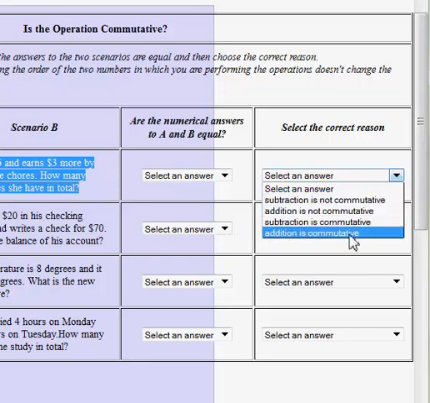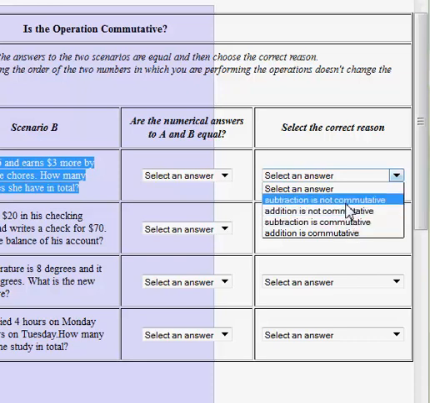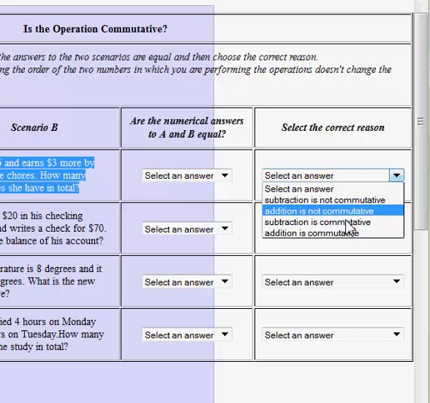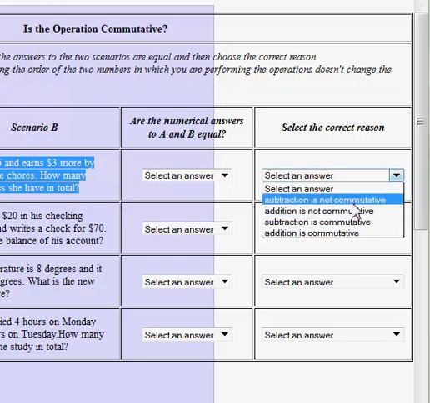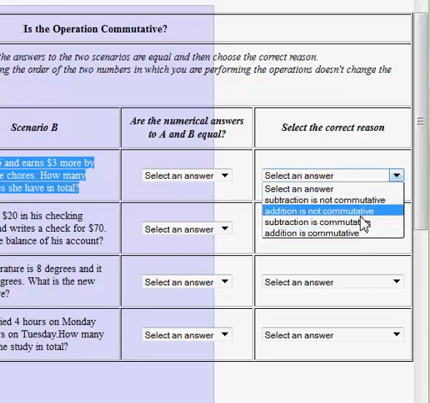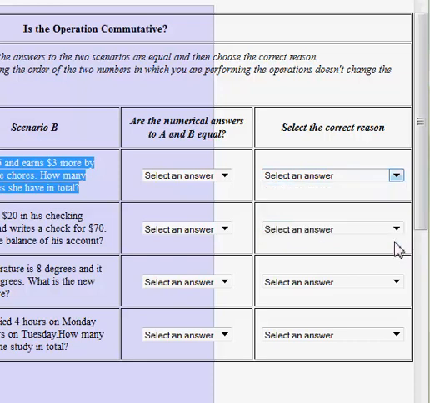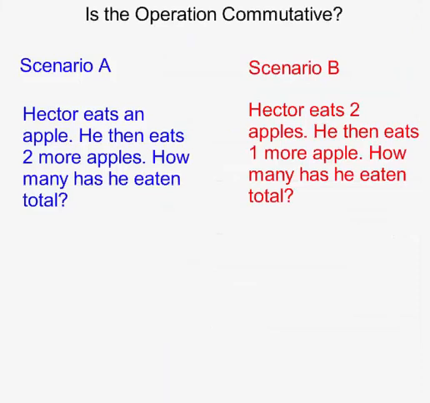It'll either be because addition is commutative or that addition is not commutative, or if the problem involves subtraction, the answer will either be that subtraction is commutative or subtraction is not commutative. And it turns out that two of these statements are always false, and two statements are always true, and this problem is to show which two are true and which two are false. So here's an example that illustrates this.